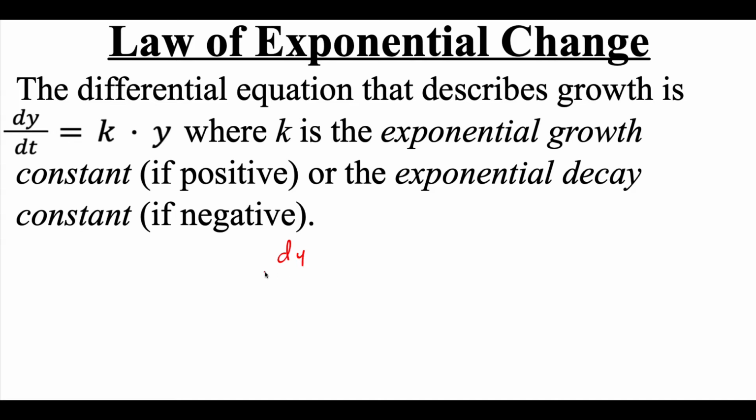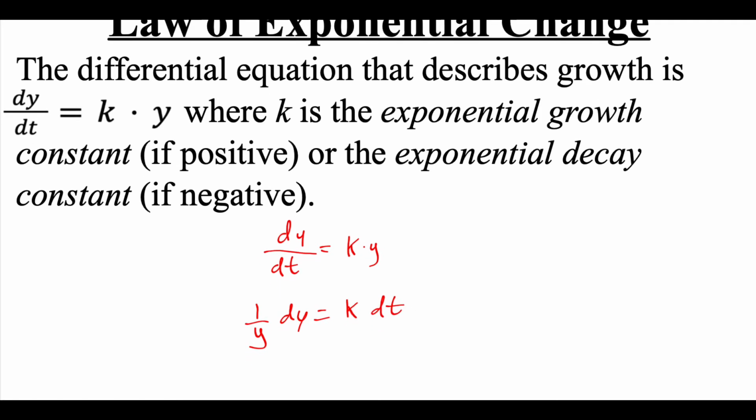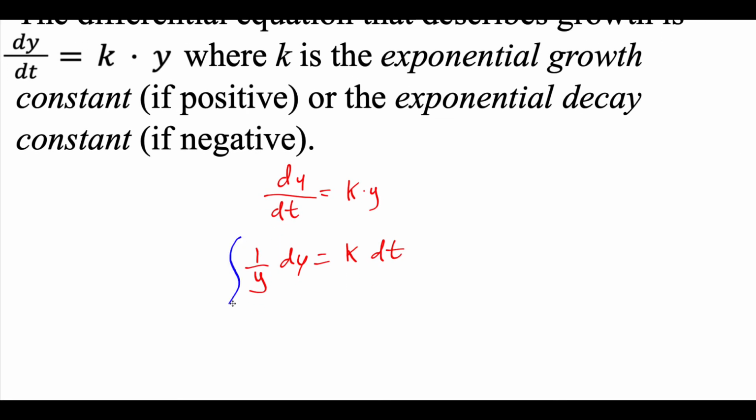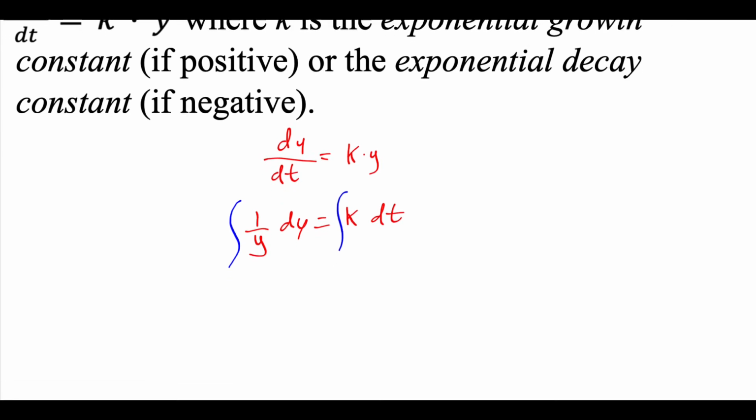So if we take that dy/dt equals k times y, what we're going to do is manipulate it using what we know about differential equations. So I'm going to divide this y over to the other side, and I'm going to multiply this dt over to the right-hand side. So then this will say 1 over y dy is equal to k dt. And then what we're going to do is go ahead and integrate both sides with respect to each variable.